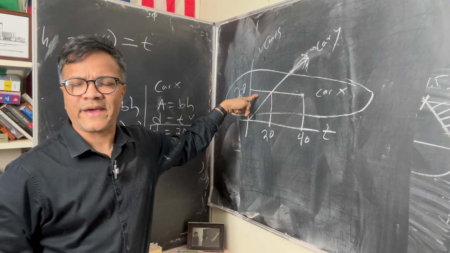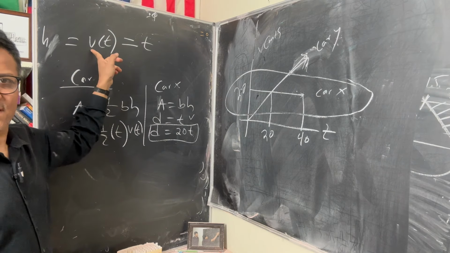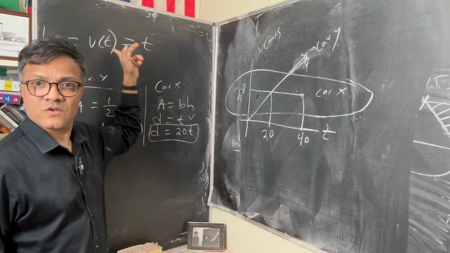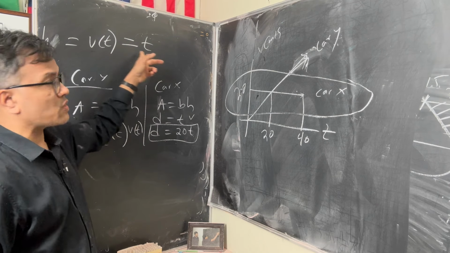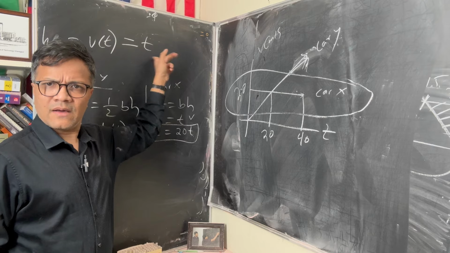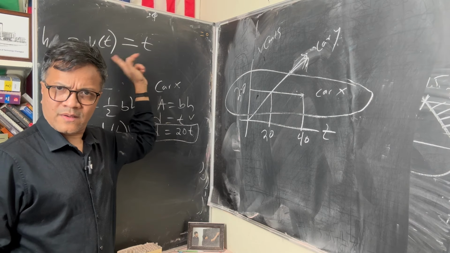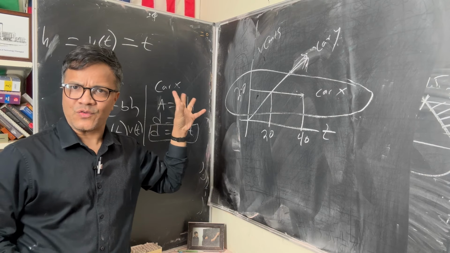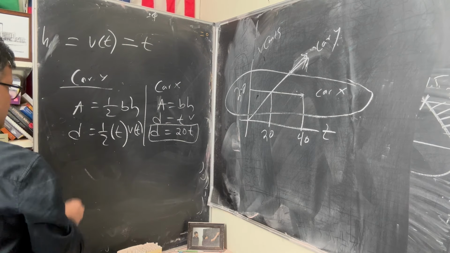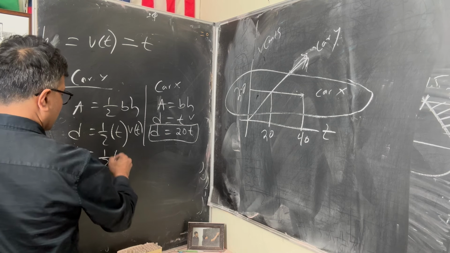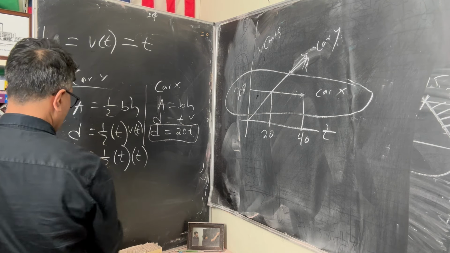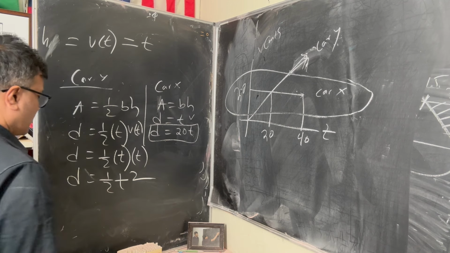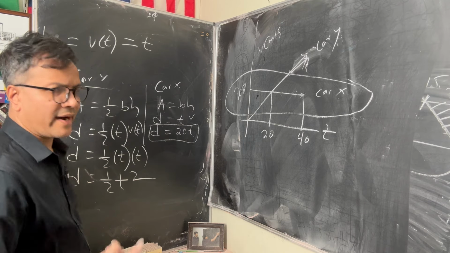Every point at the y-axis takes the time as the input, right? So if you give the input, you get the velocity. Okay, and the half bh gives you the SI unit. So then you can replace this one with this argument t. So d is equal to half t squared. All right, so this is for car Y.